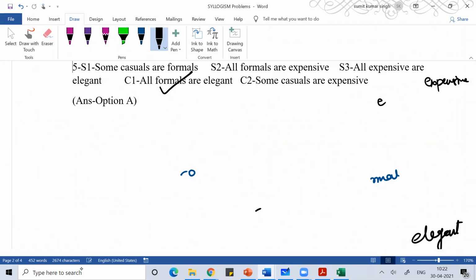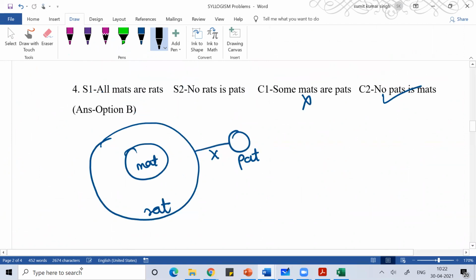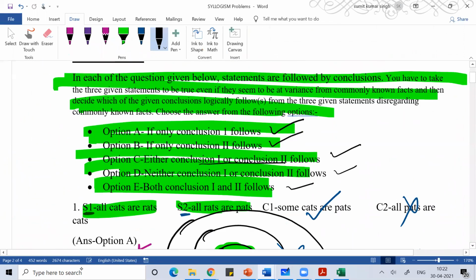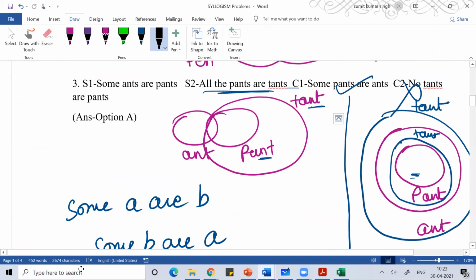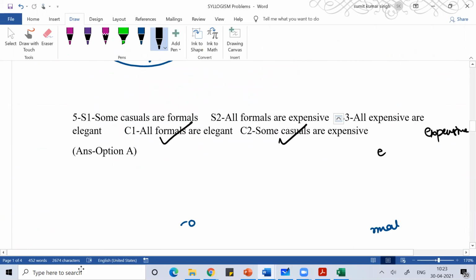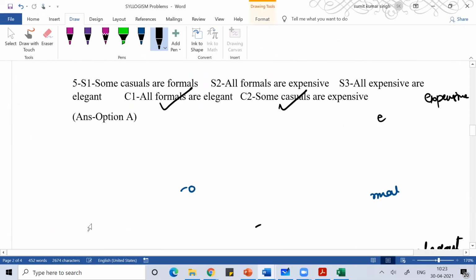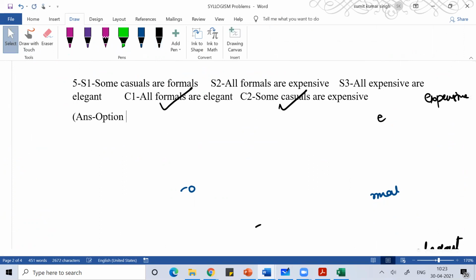So both are true. This is also true, this is also true. So the answer for this would be: both conclusion 1 and 2 follow. The answer would be option B. Both conclusion 1 and 2 follow.